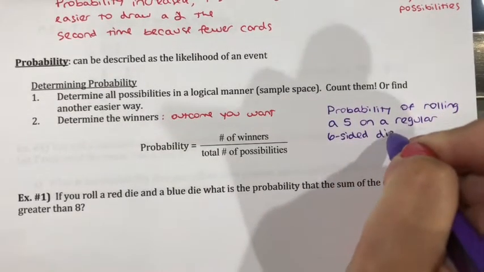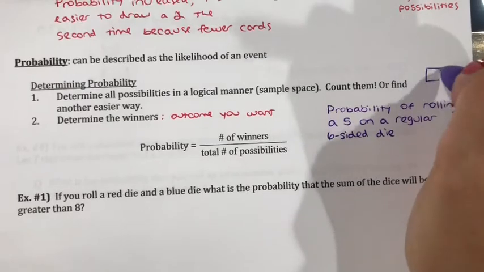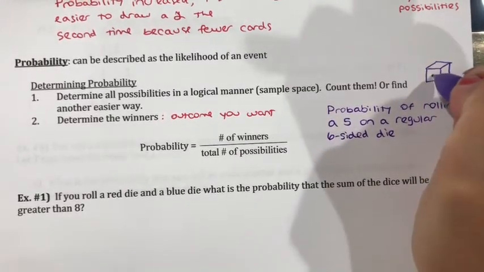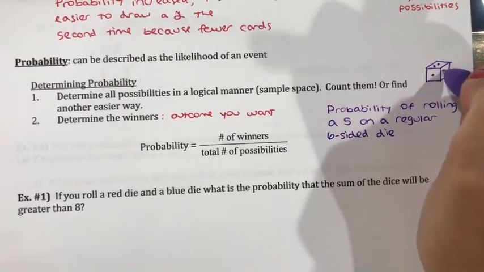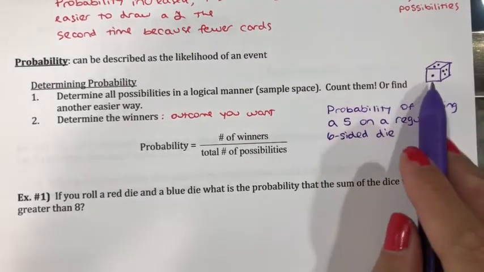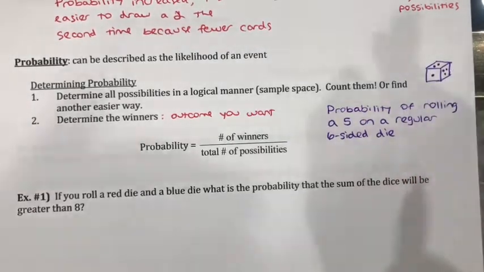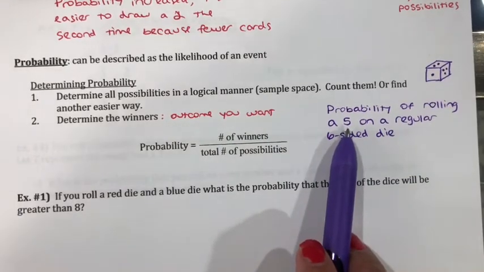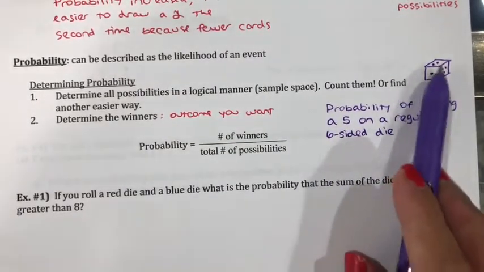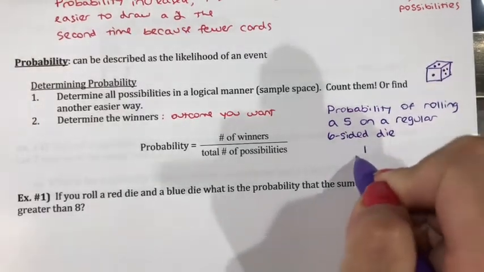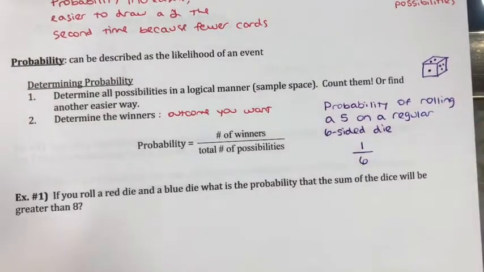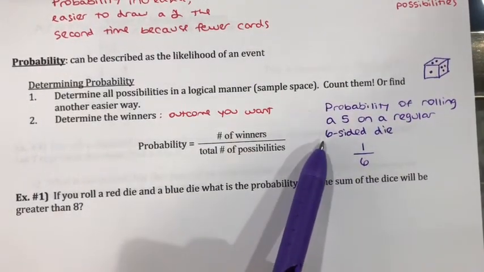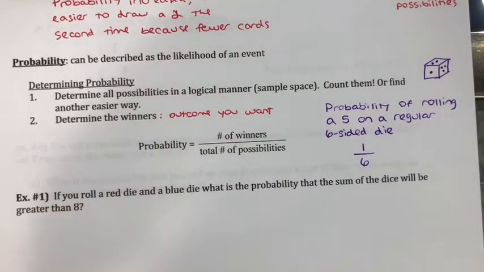die. Okay, a die is like one of those cubes that's got, you guys probably have used them in games, like board games. Okay, so each side has a different number. We've got 1, 2, 3, 4, 5, and 6. So the probability of rolling a 5, well, there's only one face of this die that has a 5 on it, but there are 6 total possibilities. Okay, so the probability of rolling a 5 on a regular 6-sided die would be a 1 out of 6.